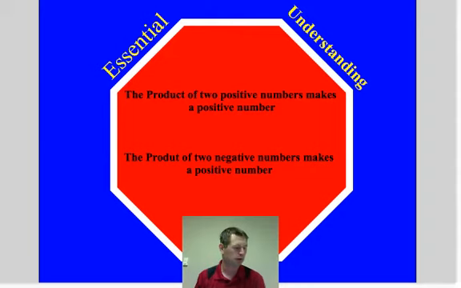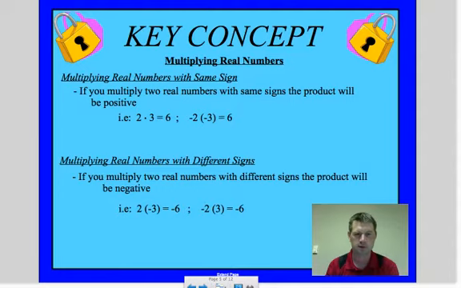First thing we need to know, this is essential to our understanding for the rest of this lesson, is that the product of two positive numbers makes a positive number. So when we multiply two positive numbers together, we're going to get a positive number. The product of two negative numbers is still going to give us a positive number. So we need to understand that if it's same signs multiplied or divided together, that's what we're going to get. So the product of two of the same signs will be positive.